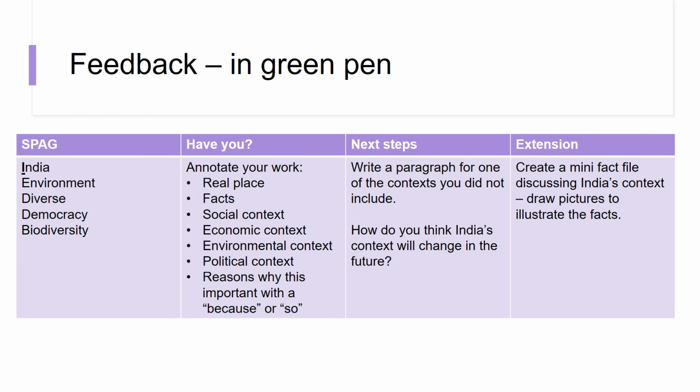So we have some feedback. First of all, please pick 3 spellings to write out 3 times, and please make sure that India clearly has got a capital I. Then annotate your work. Use highlighters, use coloured pens to annotate. Real place, where have you wrote the word India? What facts have you used? Have you wrote about social, economic, environmental, political context? And where have you used connectives and reasons?